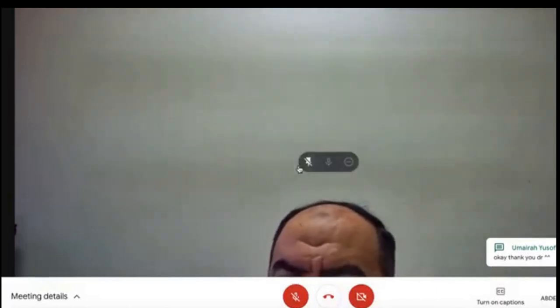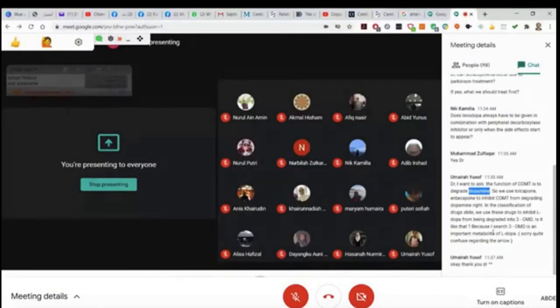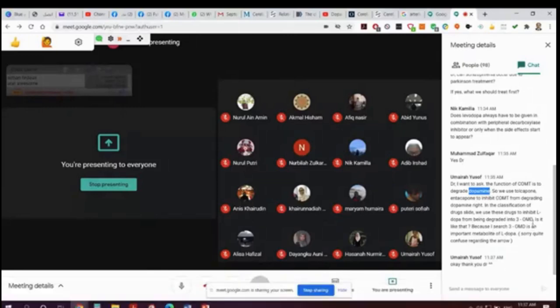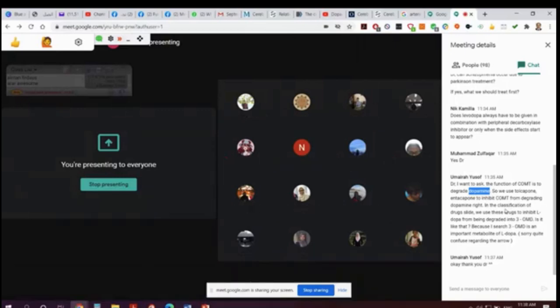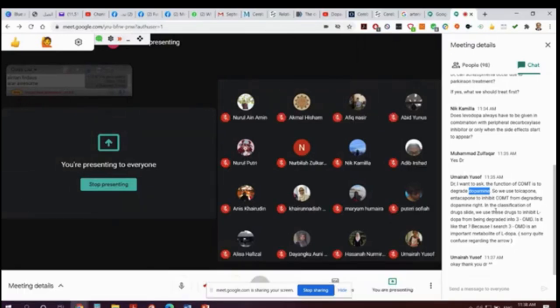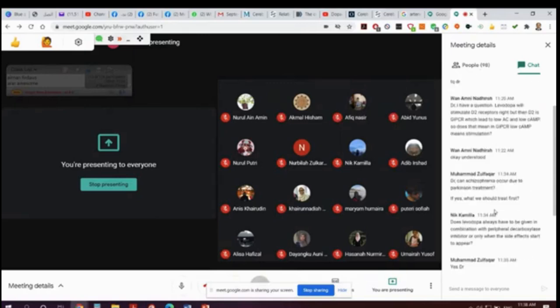Okay, Umaira, is that okay? So for catechol-O-methyltransferase inhibitors, we usually use entacapone more than tolcapone. As we said, tolcapone has some hepatotoxicity.